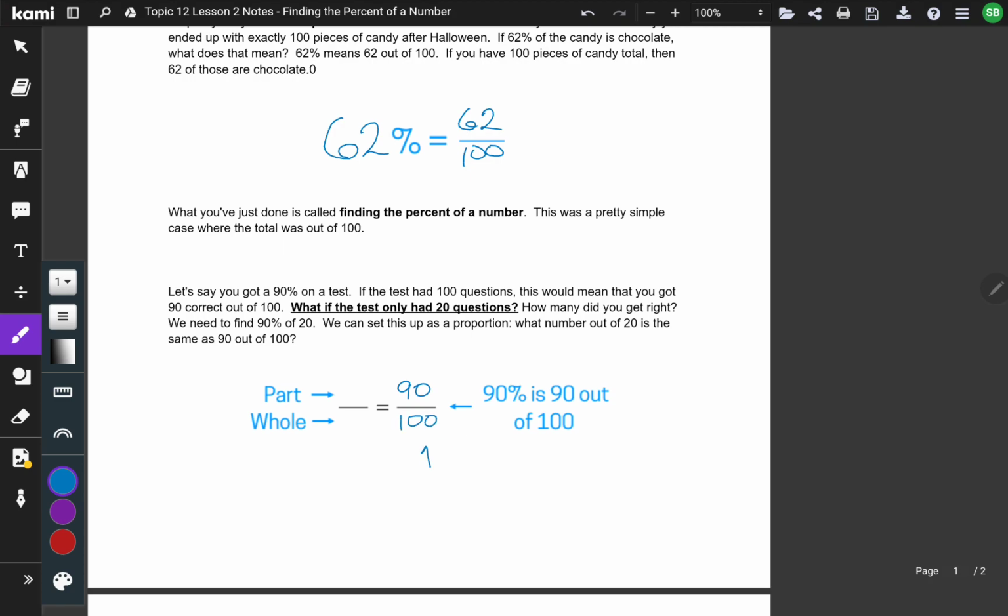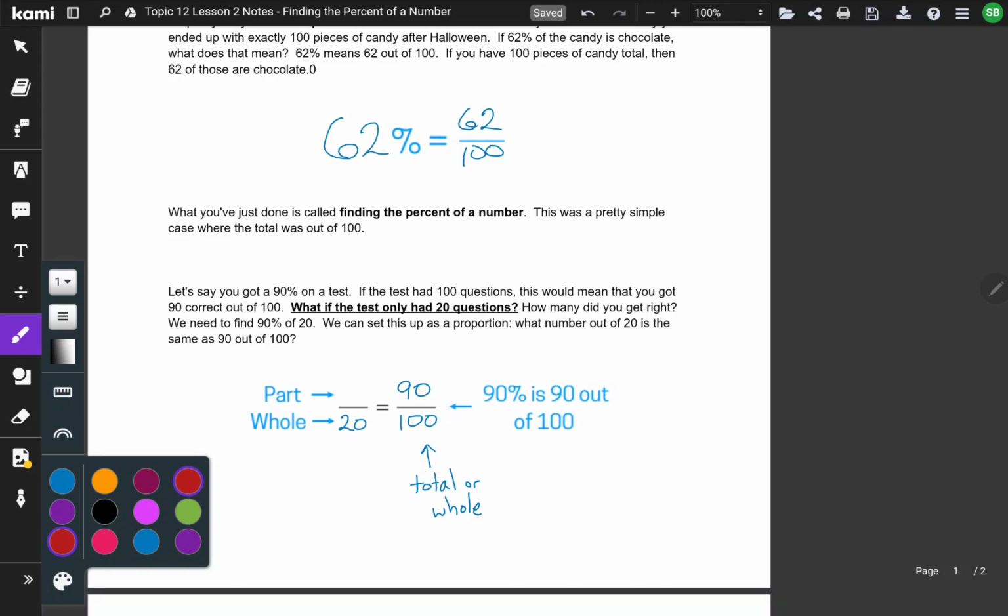This is my total, or the whole, and we know 90% of it. I need to know, what if the whole, or the total, was only 20? I need to figure out what that part is. I don't know what it is right now, and when we don't know what a number is, we fill it in with a variable, so I'm going to use x. From here, it's simple enough. We know how to solve this.